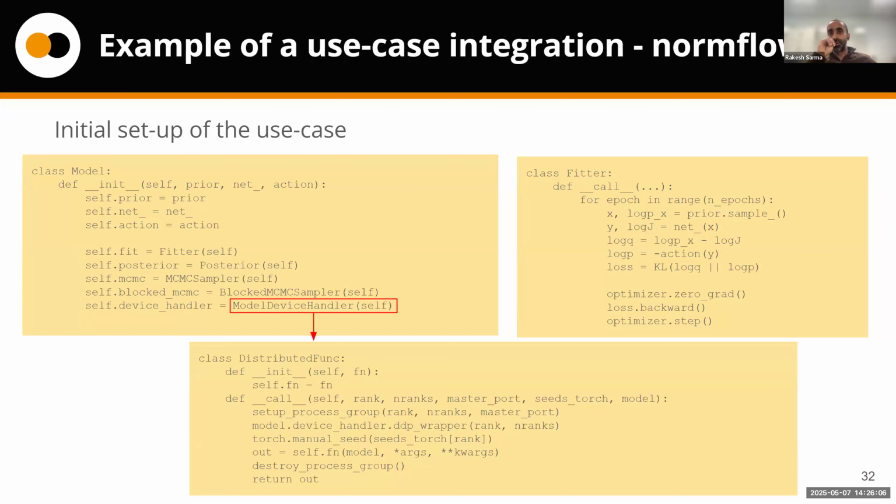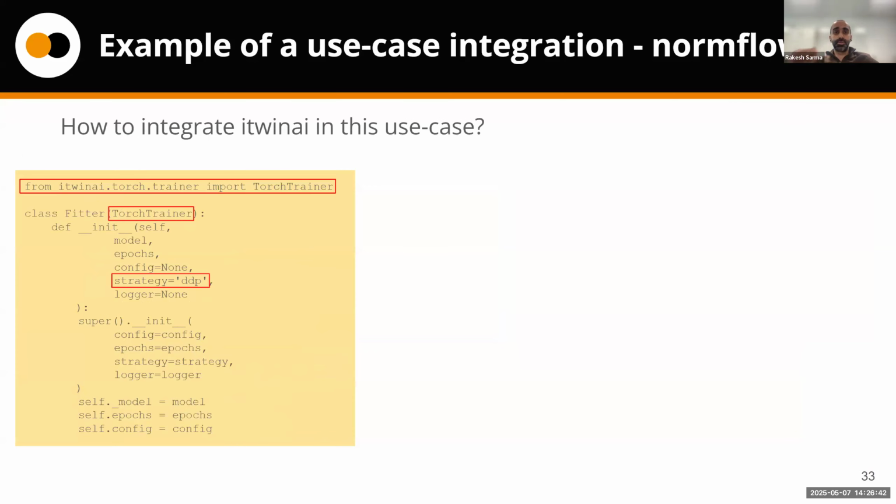So you can see with the red highlighted box, there is this device handler, which was already there in the initial setup, which calls this distributed function class, where you can see a bunch of steps. There is some sort of initialization step for handling the distributed training, then there is some seeding, and then finally destroying of the process group itself. So this was basically the code which came from the use case. This works fine, but the point was that this is restricted to one of the strategies. So how do we actually go ahead with the integration?